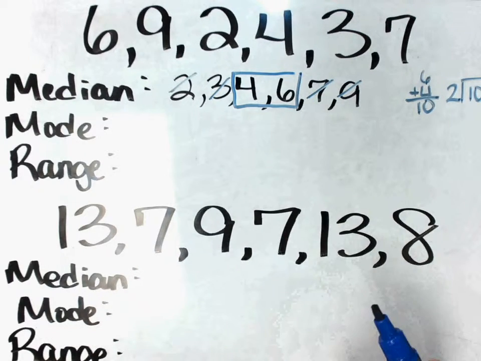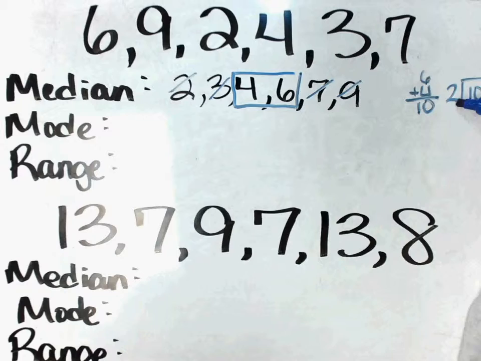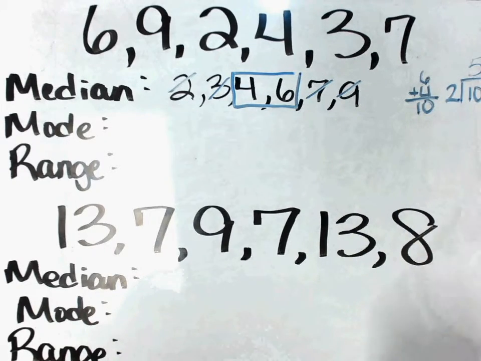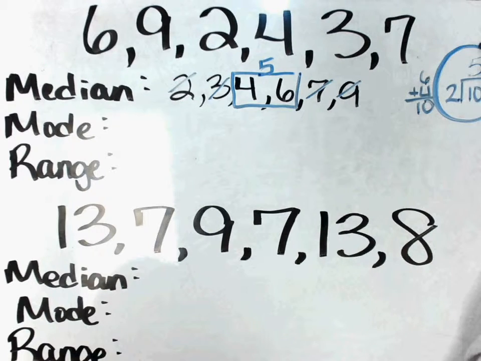Well, we can look at 4 and 6 and know that 5 is right in the middle, but there will be some that you can't. In that case, you have to divide their sum by 2. So our median would be 5. 5 is right in the middle of 4 and 6, of course, and we figured that out right here also by dividing by 2 and getting that our median was 5.